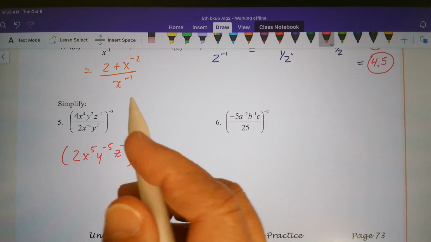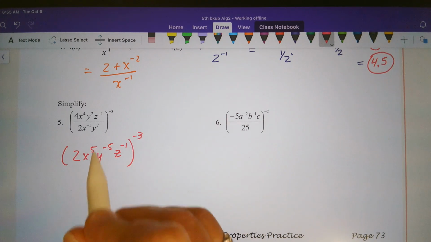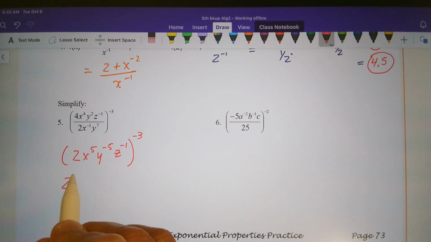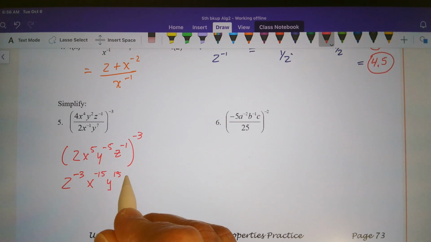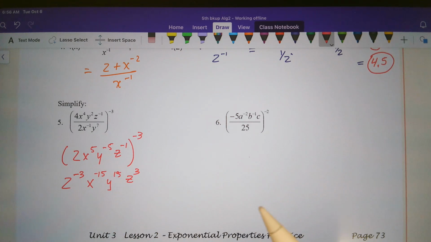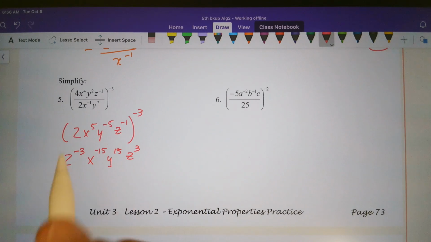And now distribute the negative 3. So this would be 2 to the negative 3, x to the negative 15, y to the positive 15 because you're multiplying, and z to the positive 3. This is an answer. This 2 to the negative 3 is the same as 1 over 2 to the positive 3, which is 1/8. x to the negative 15, y to the positive 15, z to the positive 3. So this is one answer.